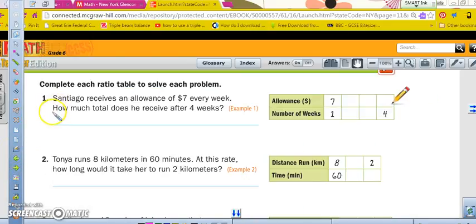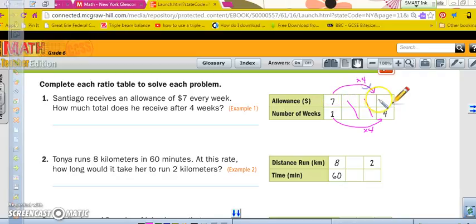Okay, let's look at number 1. Santiago receives an allowance of $7 every week, so for every 1 week. How much total does he receive after 4 weeks? They have all these extra boxes, but can I go straight from 1 to 4? I can. I multiply by 4. So I don't even need these. So 7 times 4 is 28. So how much total does he receive after 4 weeks? $28.